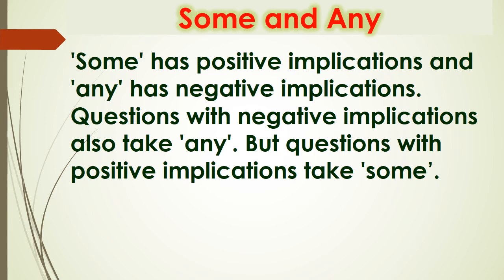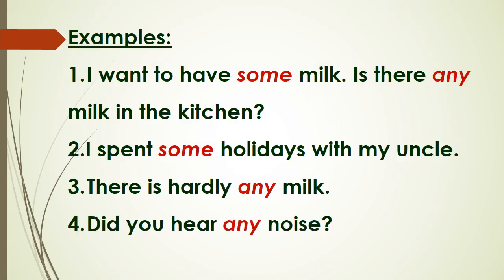The first example is: I want to have some milk. Is there any milk in the kitchen? Now here are two different sentences with two different implications. The first is a positive sentence, I want to have some milk. So that's why we have used the word some here. And in the next sentence, there is a question, is there any milk in the kitchen? We are not sure that there would be any milk in the kitchen.